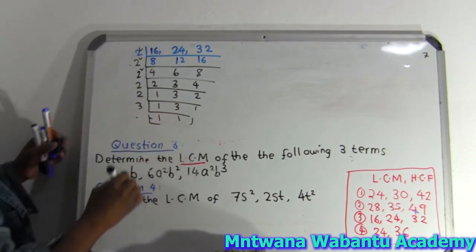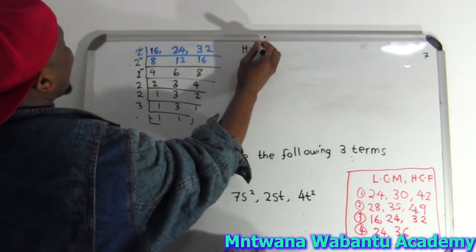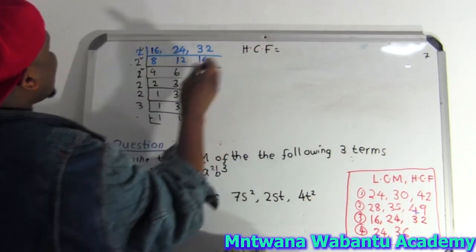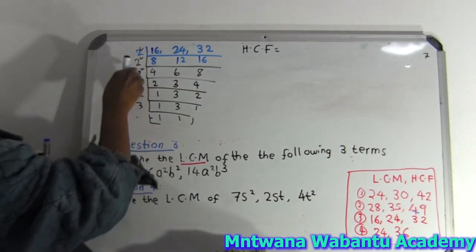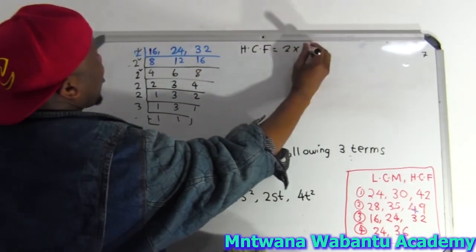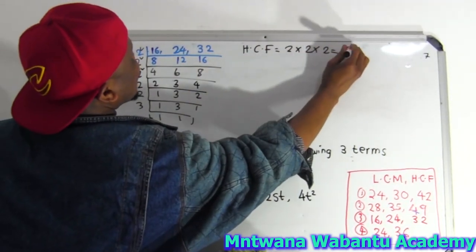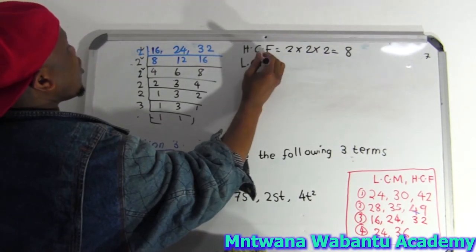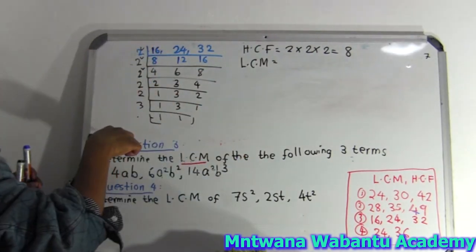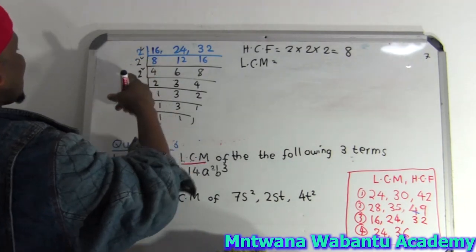You know what I'm saying? So now your HCF, highest common factor, equals the ones that you tick, which divide the whole group, which equals 2 times 2 times 2, which is going to give us 8. But LCM, lowest common multiple, multiply all of them. So 2 times 2 times 2 times 2 times 2, okay.